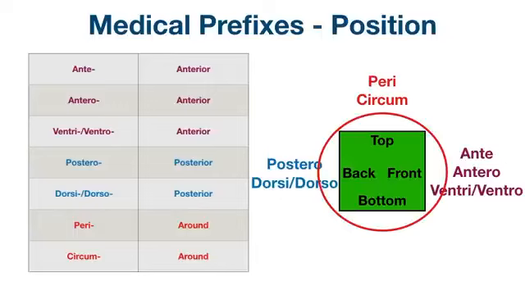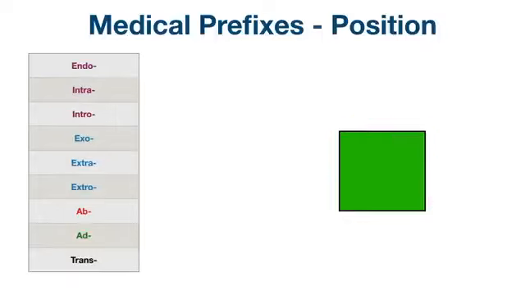You can also use the circle to think of peri and perimeter, and circum and circumference to remember these terms mean around or surrounding. As we continue with location and position, there are also prefixes that have to do with inside, outside, away, toward, and through. So let's take a look at those.